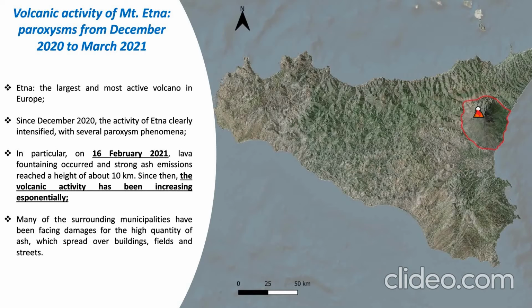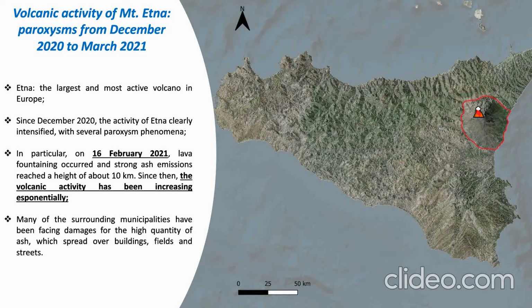From this event, the volcanic activity increased even more. So, all this caused also a lot of damages on the buildings, on the fields, and also a lot of ashes on the roofs, on the streets, so many damages.